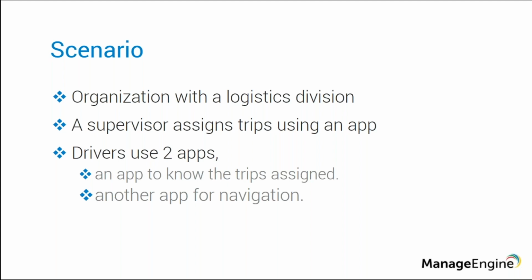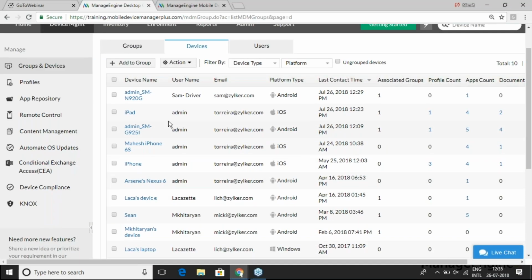You have an organization with a logistics division, and in the logistics division, there is a supervisor and multiple drivers. Now the supervisor needs to assign trips using an app, which in this case is going to be the Z delivery app. And the driver uses two apps. One app to know the trips that have been assigned to him or her, and another app for navigation. Now let's see how you can tackle this particular scenario using the MDM server.